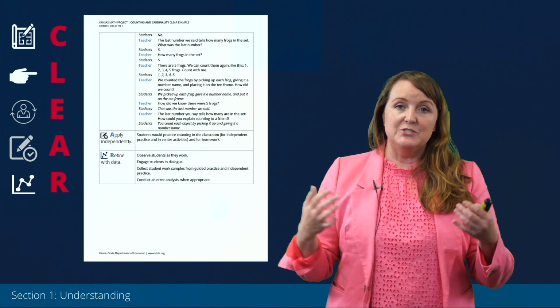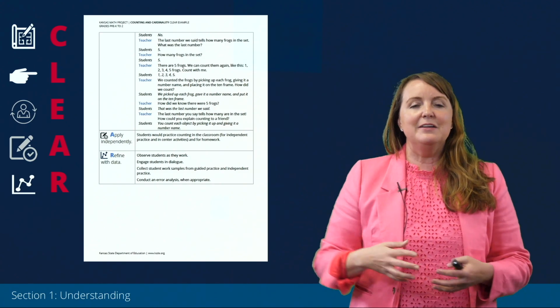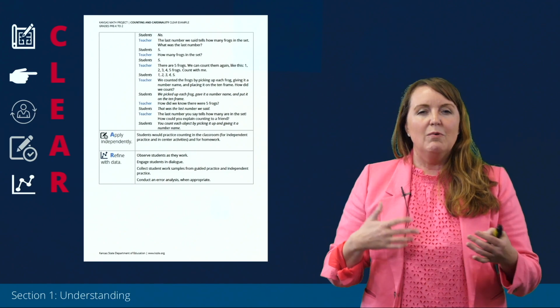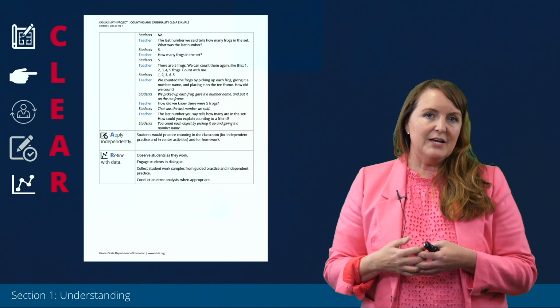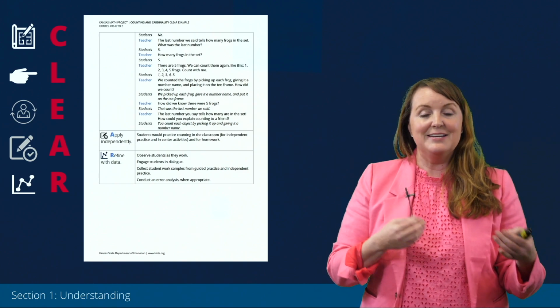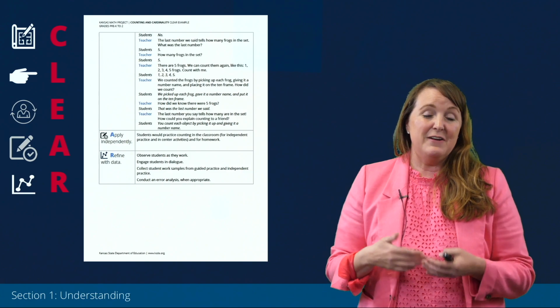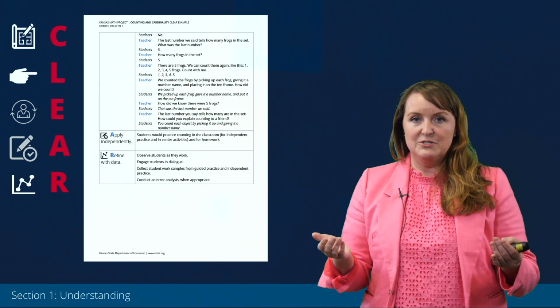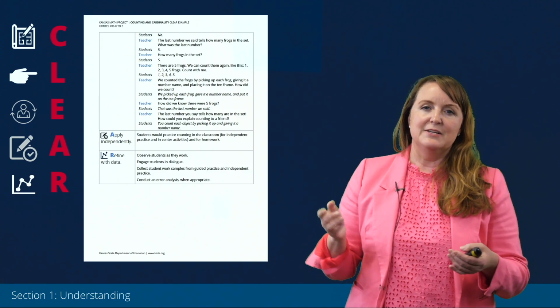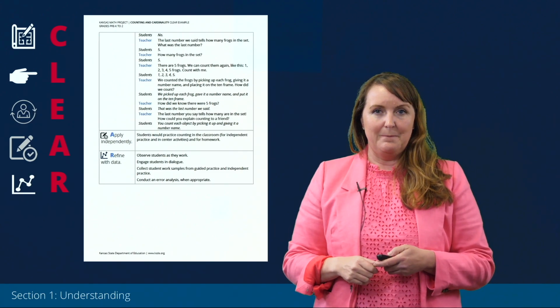Then we get to the apply independently. So what are some of the ways you're going to ask students to independently count? And then finally, we get to the refine with data. What is some of the information you are going to collect from students to ensure that they are counting easily and accurately? So you might only ask students to count to 5 or 10 or 20 or 120, whatever your benchmark is. How are you going to make sure that students are on track to meet that benchmark?